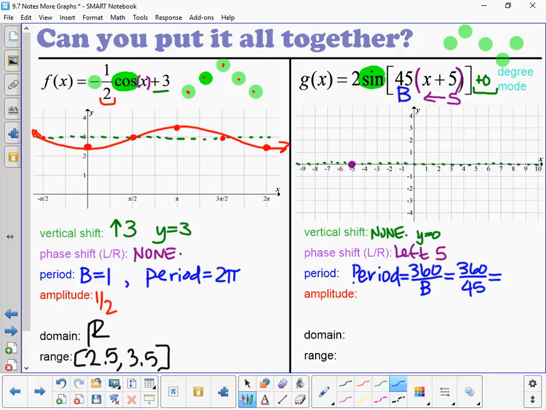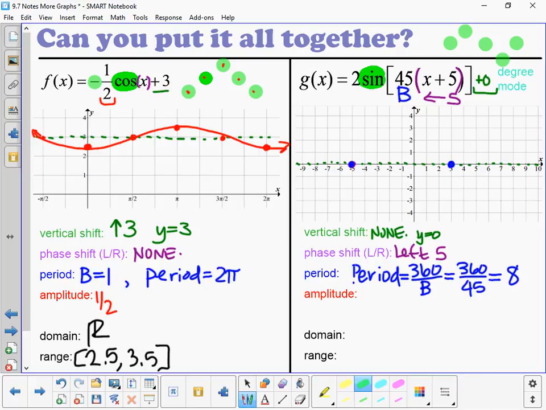So 360 divided by 45 gives us the value 8. The period of this function is 8. So that means that if this right here is the beginning of one cycle of my function, the end has to be 8 units away from that. 1, 2, 3, 4, 5, 6, 7, 8. Right here at the value 3.